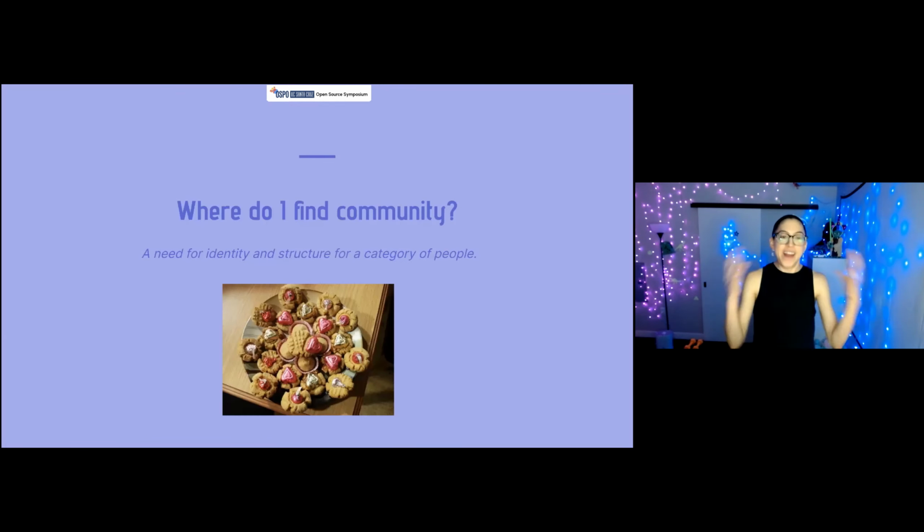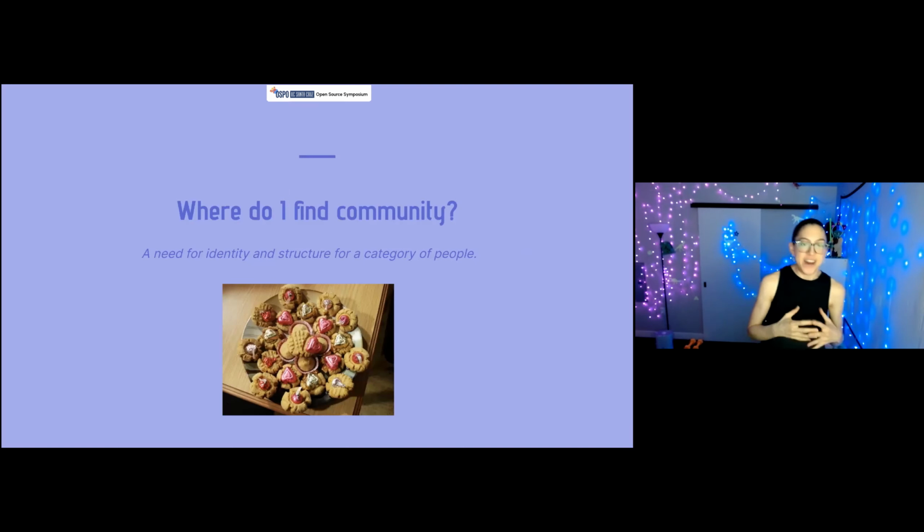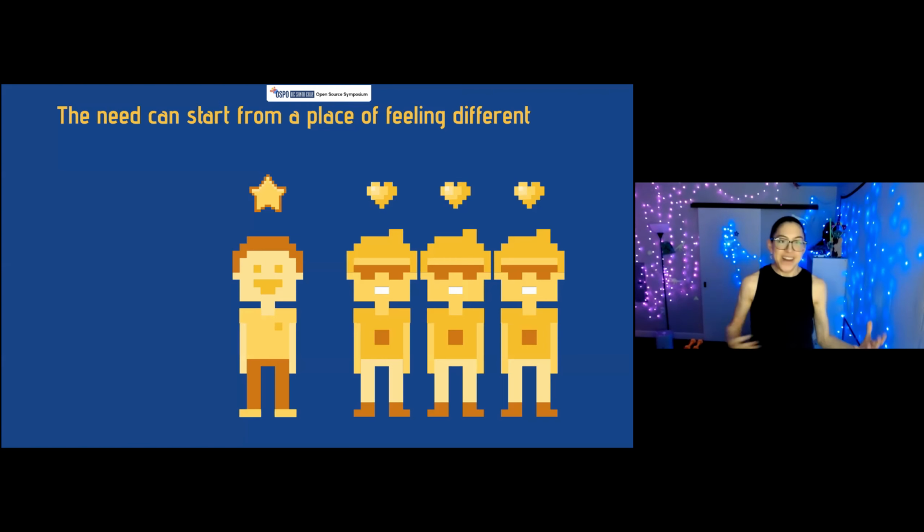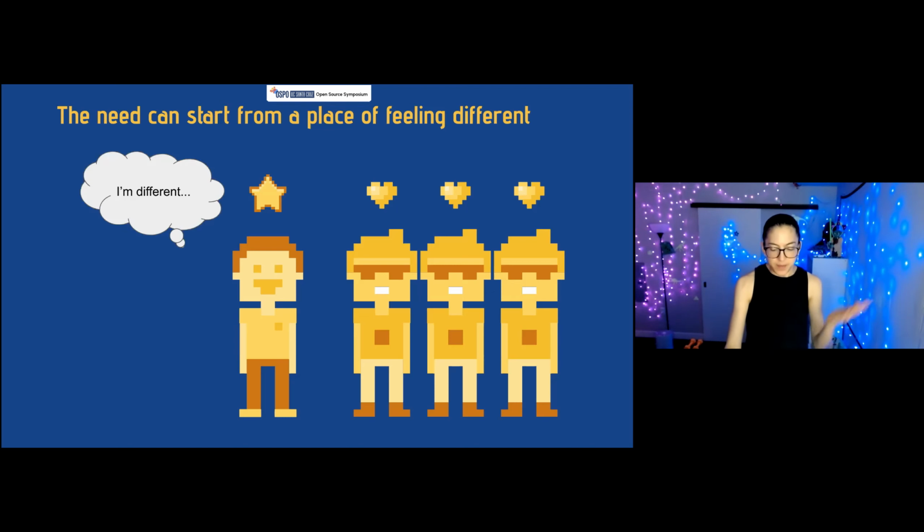Alrighty, so the next kind of community cookie that we find is one based on a need for identity and structure for a category of people. So I can look at these cookies. These are Valentine's cookies, right? They look delicious. And this need can start from a place from feeling different. So you're in a scenario, it's like one of these things is not like the other. And then it's like, oh my God, it's me. I'm the other and I'm different. And this is a problem.